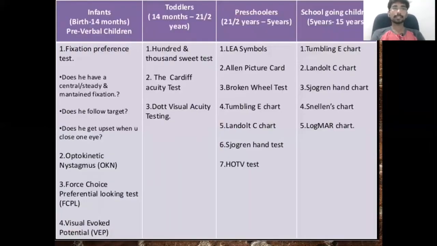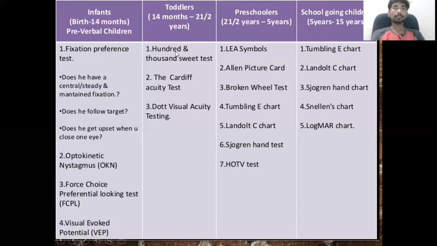Visual acuity assessment in the case of infants. For pre-verbal children from birth to 14 months, we have to see the fixation preference of the baby. Does the baby follow the target? Does the baby have central steady fixation? Does he get upset when one eye is closed? Other tests are the optokinetic nystagmus test, forced choice preferential looking test, and visual evoked potential test.